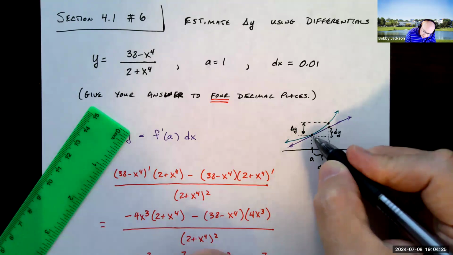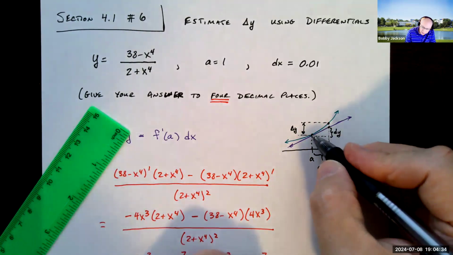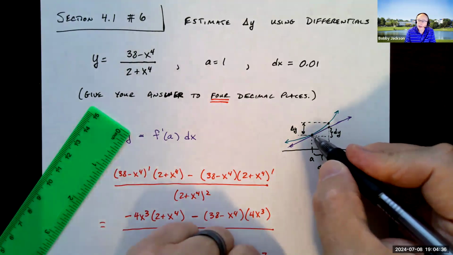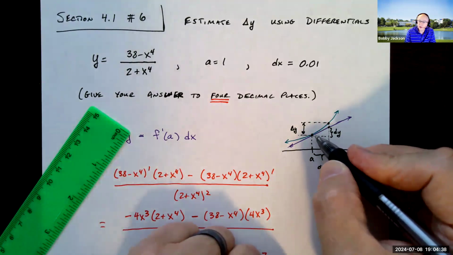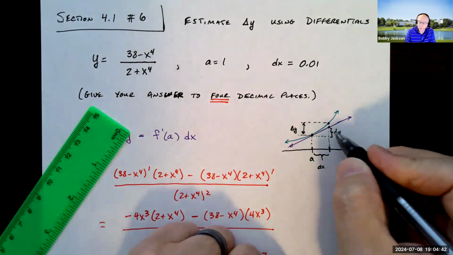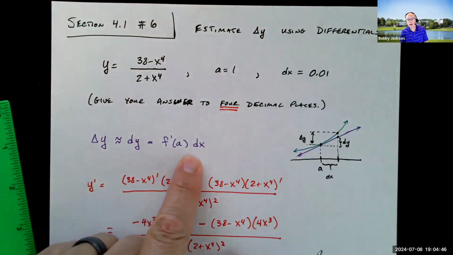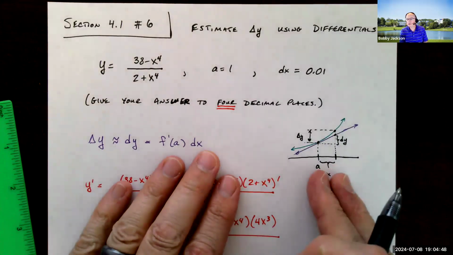And of course, this is the delta x, or dx. Notice we know the slope of this line is f prime of a, the derivative of the function at a. Since the slope is the rise over run, if we multiply by the run, the dx, we're going to get this dy. In other words, dy is f prime of a times dx. So there's the graphical interpretation of it.